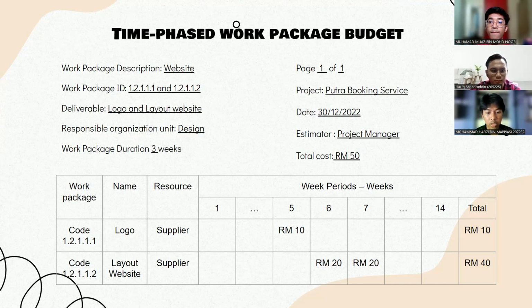The payment happens during week 6 for the first payment of RM 20, because after he designs the layout, we need to see the result first. If we are satisfied, we will proceed with the full payment in week 7, which costs 20 ringgit. So the total is going to be RM 40. Next.